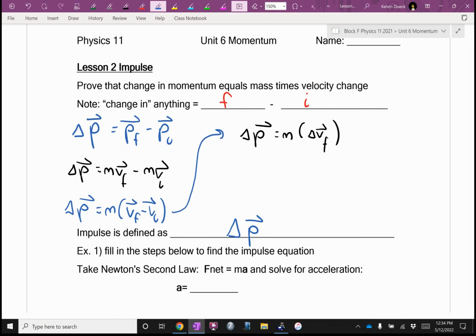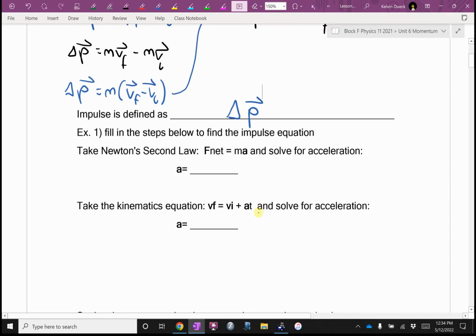But now we're going to start to take that a little further and see if we can link other concepts to it. Example 1 says, fill in the steps below to find the impulse equation. Scott, one last time, if F equals ma, get the A by itself. Okay, we called this Scott's theorem last unit.